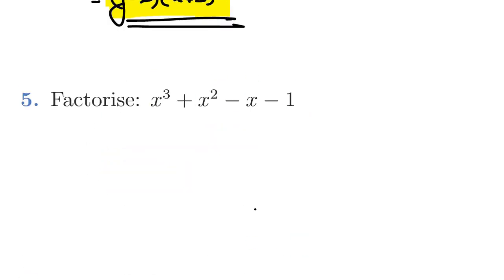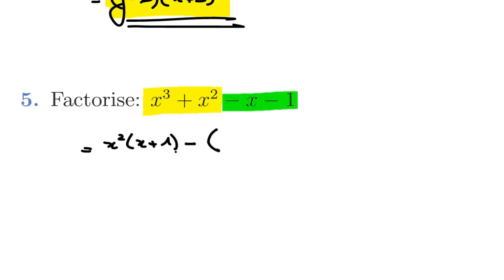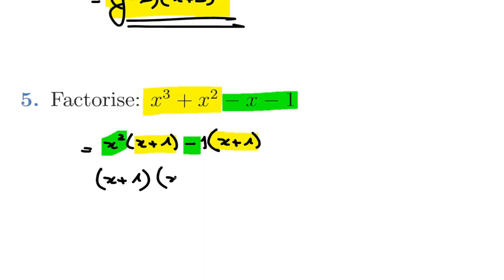For our fifth question, let's factor out x squared here. We're left with x plus 1. Now let's factor out a negative here. We're left with x plus 1. Now we've taken out the x plus 1. x squared minus, there's an invisible one here, so we're left with x squared minus 1.